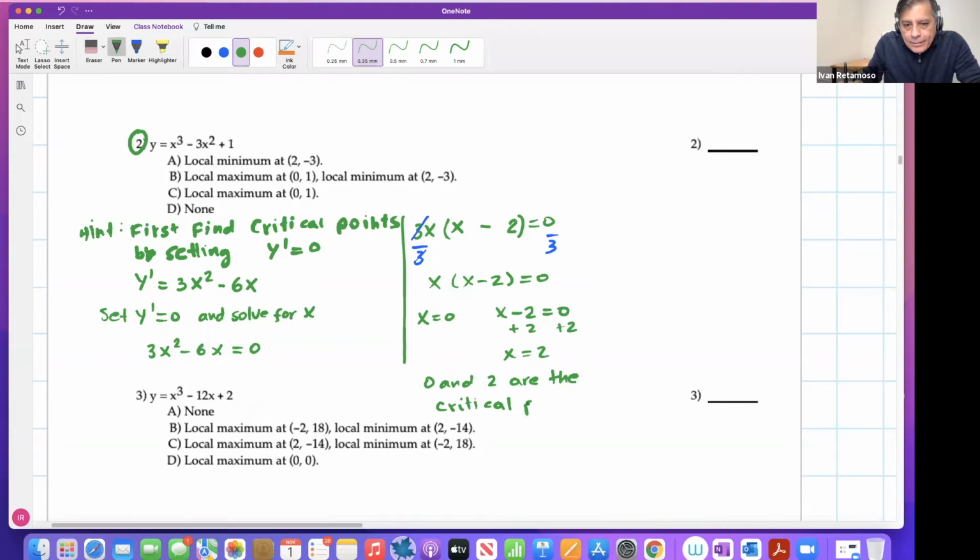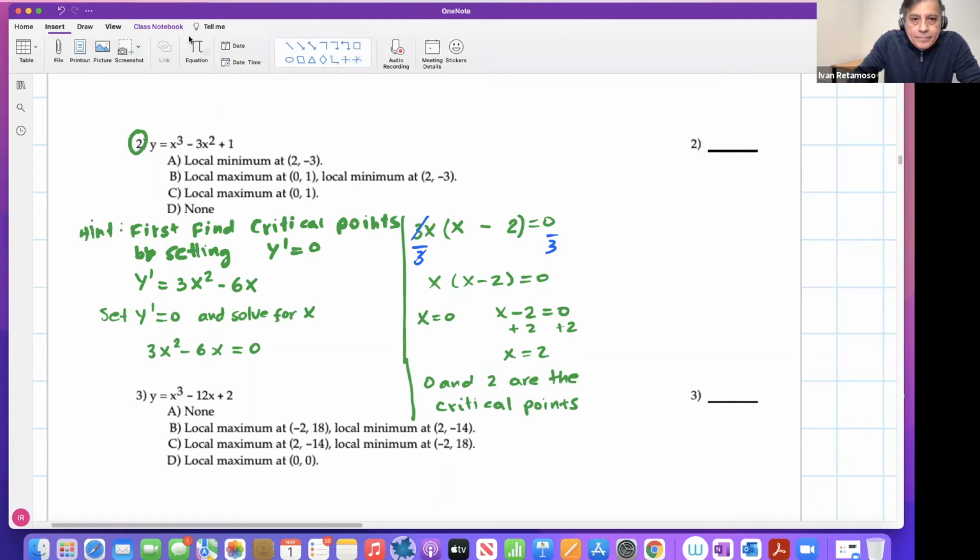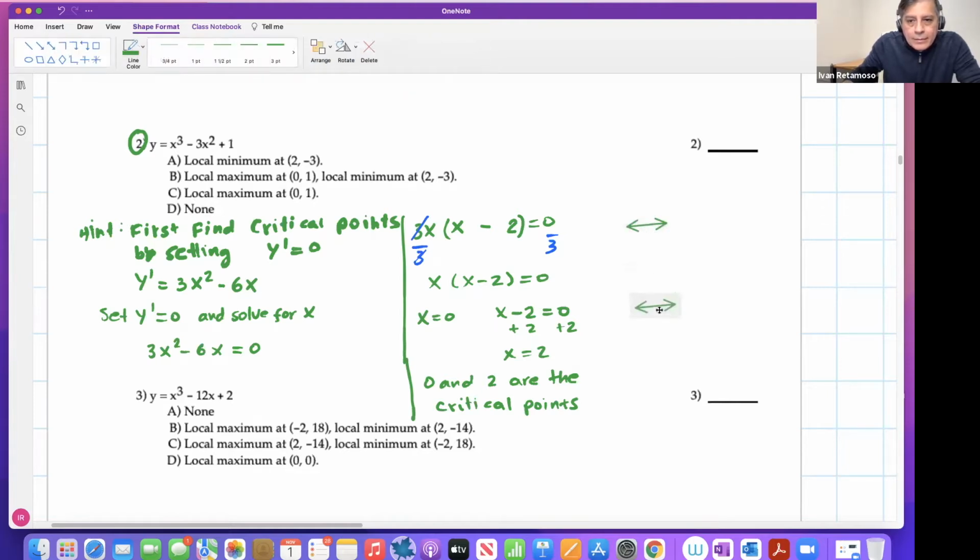Next, you are going to set these critical points on a number line, right? I'm going to insert a number line here. And this is what we're going to do: bring our number line down here.